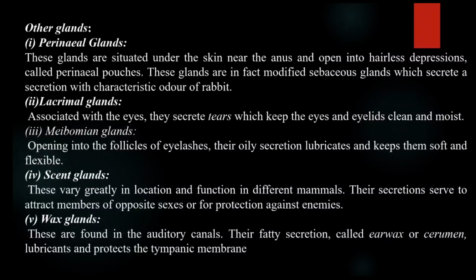They are associated with the eyes and they secrete tears which help keep the eyes and eyelids clean and moist. There are Meibomian glands which open into the follicles of eyelashes. Their oily secretions lubricate and keep them soft and flexible. Moreover, there are scent glands in various locations of the body, and the secretion serves to attract members of the opposite sex. Wax glands are present in the auditory canals. Their fatty secretion called earwax lubricates and protects the tympanic membrane.